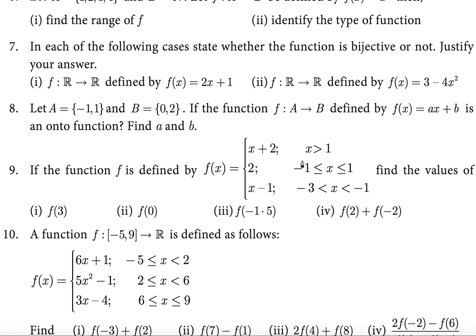Okay, 2x plus 1. No, you may not get all the real numbers, right? So this is not a bijection. This is 3 minus 4x square. This is also not a bijection.